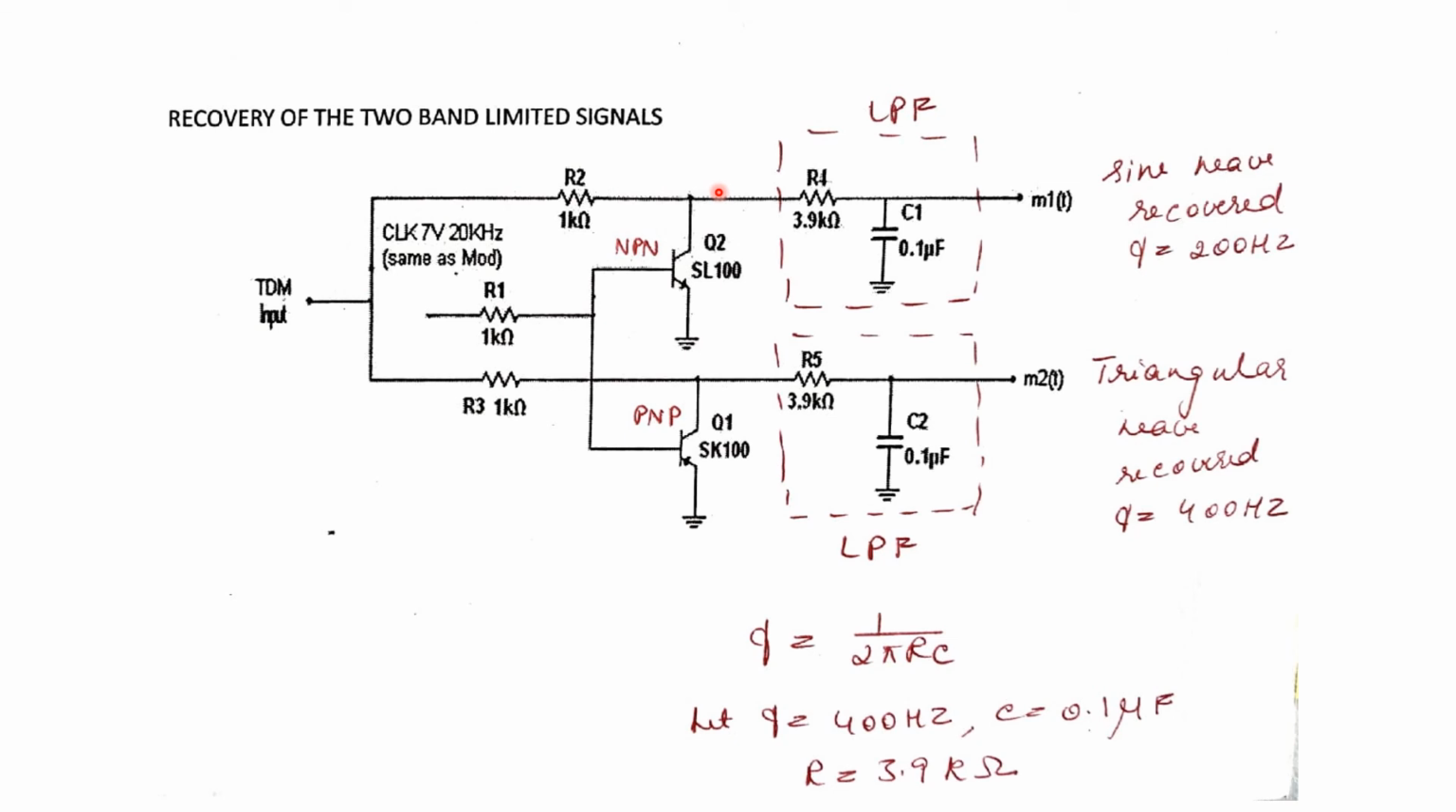So we have to remember that for all the negative half cycles we get back the sinusoidal signal at this point, and then a low pass filter to smooth out the signal. For all the positive half cycles of the clock we get the signal over here, the segments of ramp.